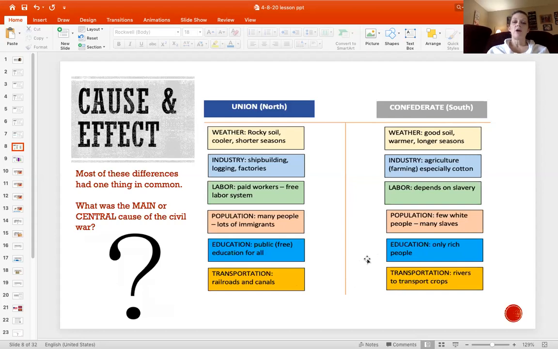So, out of all these differences, there's one thing a lot of them had in common. I need you to figure out what was the main or central cause of the Civil War. What was something that really created a big difference in all these areas for the North and the South? I'm going to give you just a few seconds to think about that.